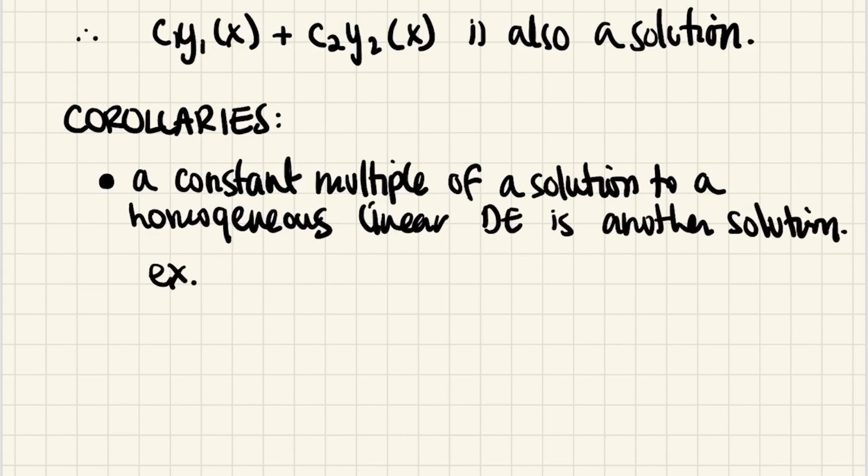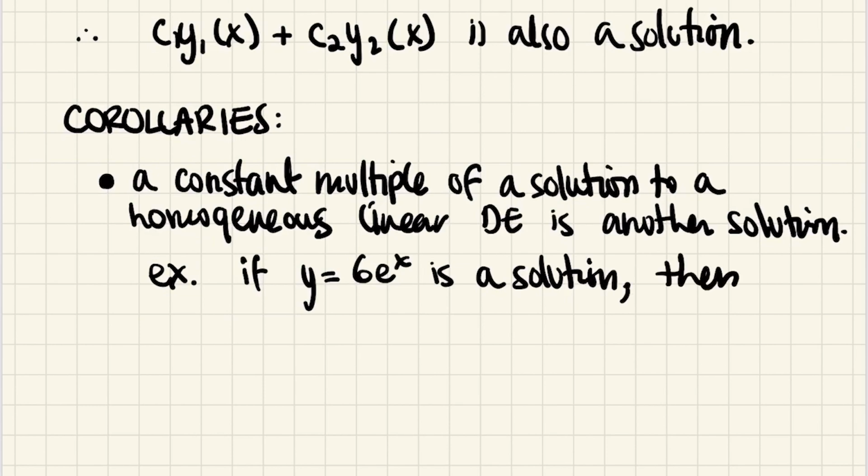So for example, if y equals 6e to the x is a known solution, then you can just say, well, y equals a constant multiple of 6e to the x. In fact, you don't even need the 6. You can just say any constant times e to the x would have to be a solution to that particular differential equation.